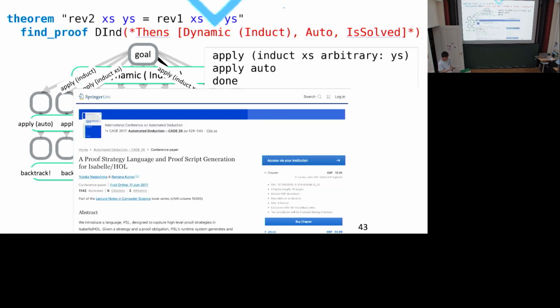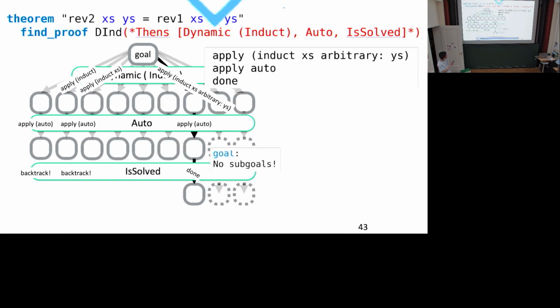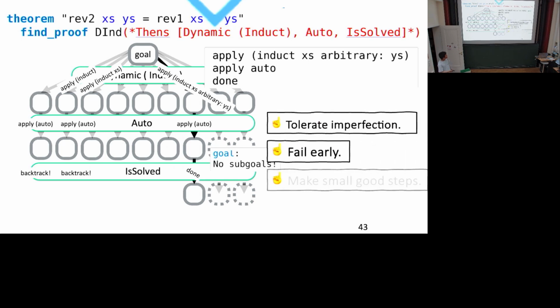I did this research in 2017. Here, the production of induction tactics is not exhaustive. We might miss some important application of induction, but still there is a higher chance that we can get the right induction. And by checking if it's solved or not, we managed to fail early.